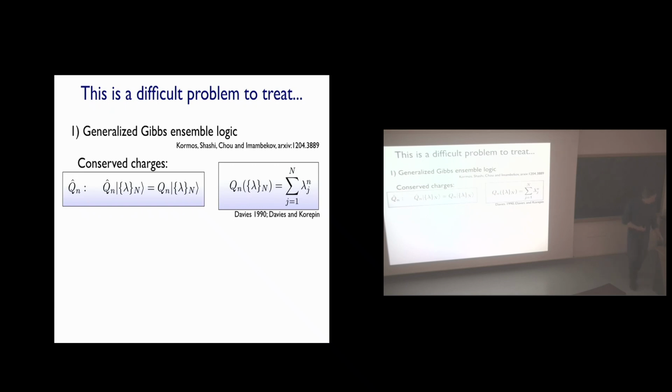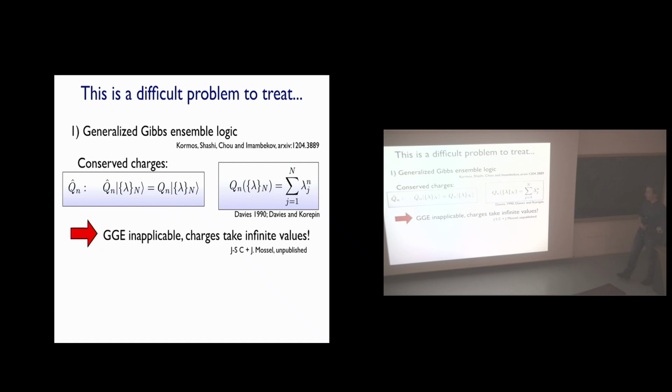Okay, so the conserved charges are not regularizable. You cannot do it. GGE logic is inapplicable when you take that. And I have a criterion to define when the GGE here is inapplicable. In a short, simplified version: the moment you change the interaction parameter, GGE is not going to work.